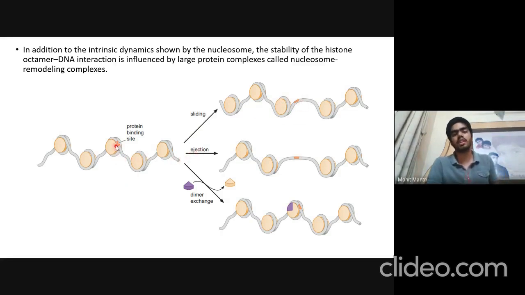Sometimes the histone octamer might be ejected out of the chromatin, and this octamer has been removed from the site, and therefore this protein binding site is now easily accessible to the protein. The other thing is that these nucleosome remodeling complexes can change the dimer, so suppose an H2A-H2B dimer can be replaced with an H2AX-H2B dimer, and so histone variants can be introduced into these nucleosomes.